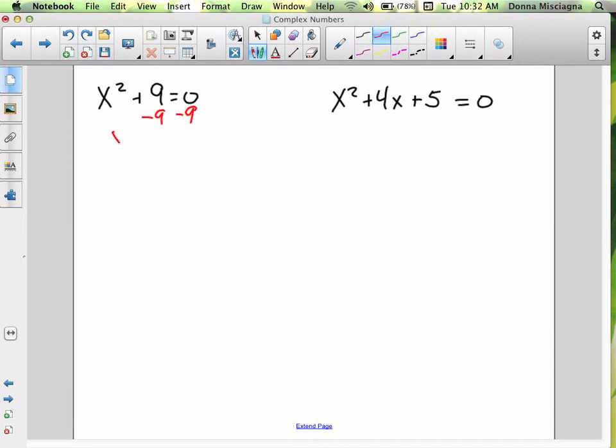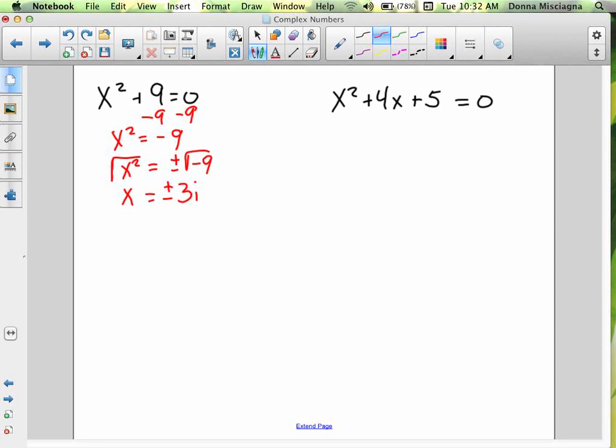So we have x squared equals negative 9. And then we can simply take a square root of both sides. Since there's no b term, there's no x in there, just an x squared, we can just solve using square roots. So square root of x squared is x. Square root of negative 9, that's a perfect square. That's going to be 3i. All right, and that's all there is to the first one.